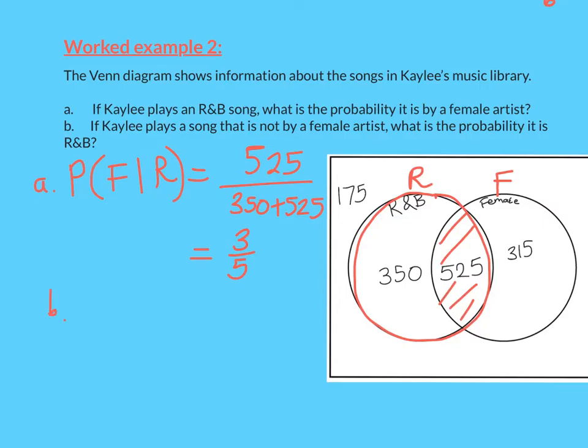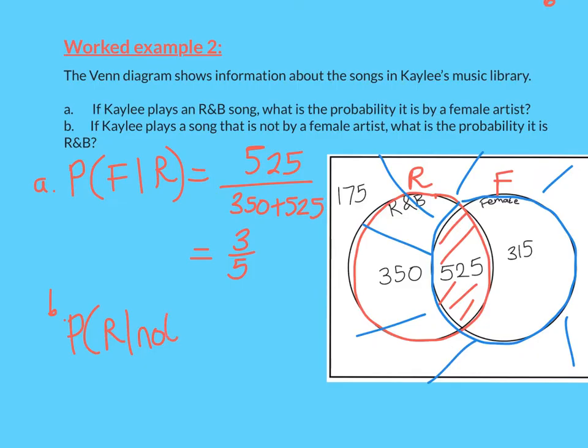If Kaylee plays a song that is not by a female artist, what is the probability it is R&B? Okay, so it's not by a female artist. So if this is my female artist, I want everything that is not by a female artist there. And the way I can write this is the probability is R&B given that it's not a female artist. So the total number of not female artists are this 350 and this 175. And out of those, the 350 are the R&B. And if I simplify that down, that gives me 2/3.